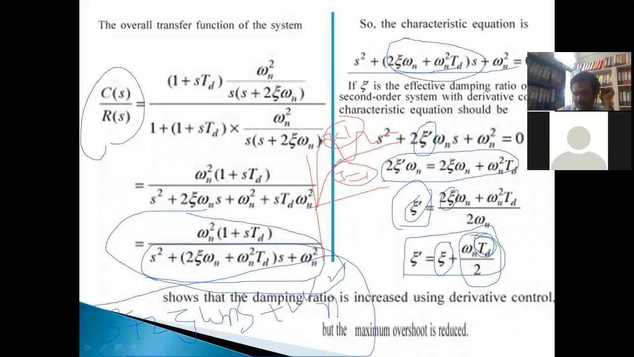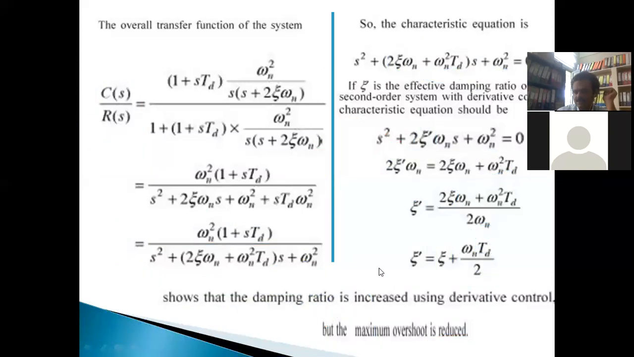One thing we have observed is that the oscillations will get reduced, so the maximum overshoot is reduced. There is no overshoot when zeta is equal to 1. In this case, there is overshoot. So the maximum overshoot can be reduced and the zeta value gets increased. That's what we have observed in this derivative control.